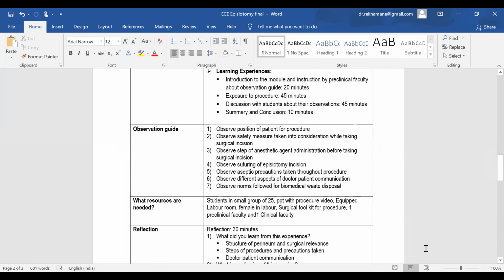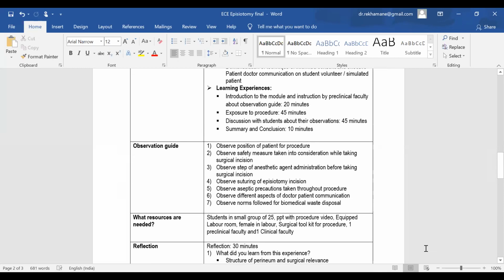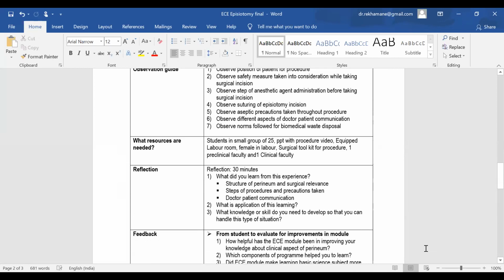This observation guide will help us in the discussion part of our learning experience, where we will focus primarily on the lithotomy position, perineum, layers, content, nerve supply and all. So they can understand it better. What is the resources needed?